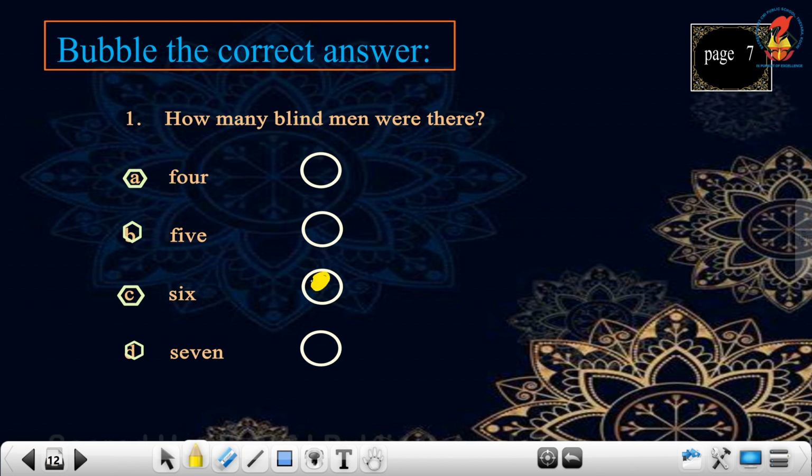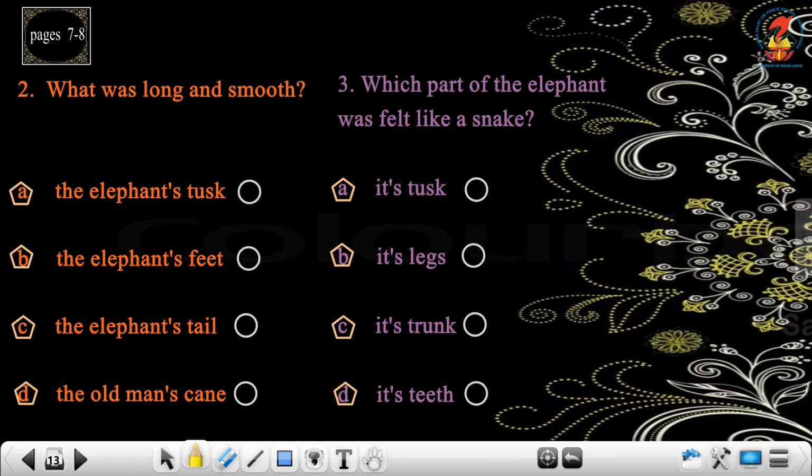You have to bubble the circle. Take your pencils and bubble the circle 6. So we have to bubble completely. So which is said to be the answer? Option C, 6. How many blind men were there? There were 6 blind men.